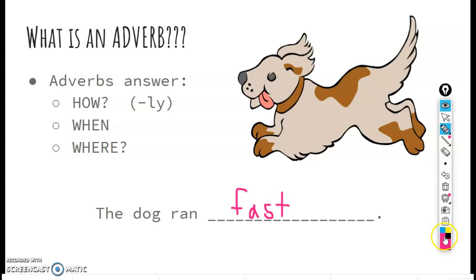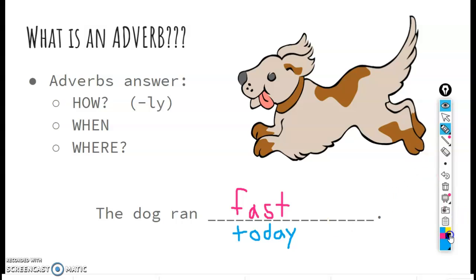All right. I can also describe when the dog is running. The dog ran today. That's telling me when the dog is running. It's describing my verb run by telling me when the dog is running. When adverbs are usually words that tell a day, a time, or a frequency. Frequency means like how often they do it.